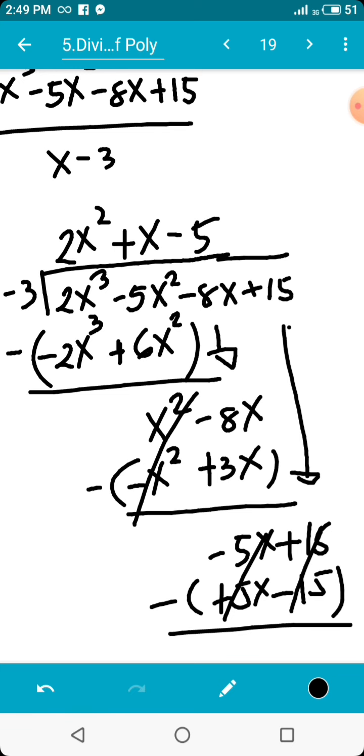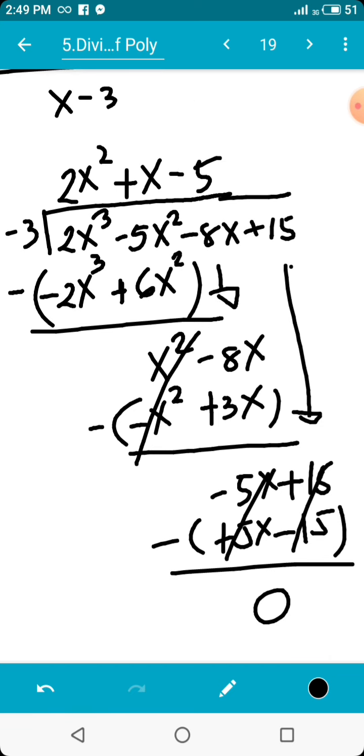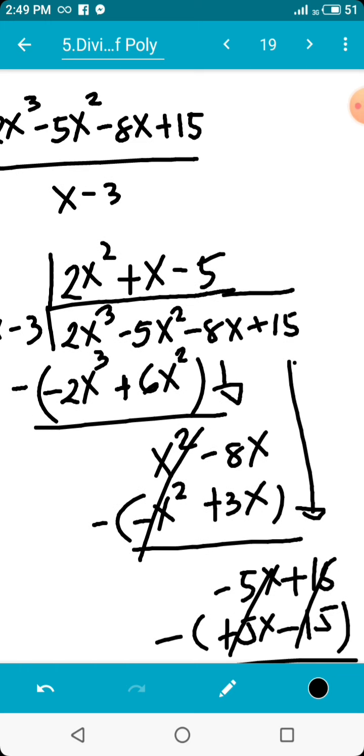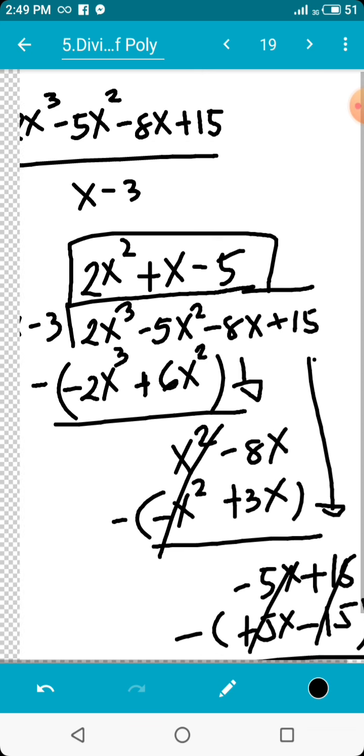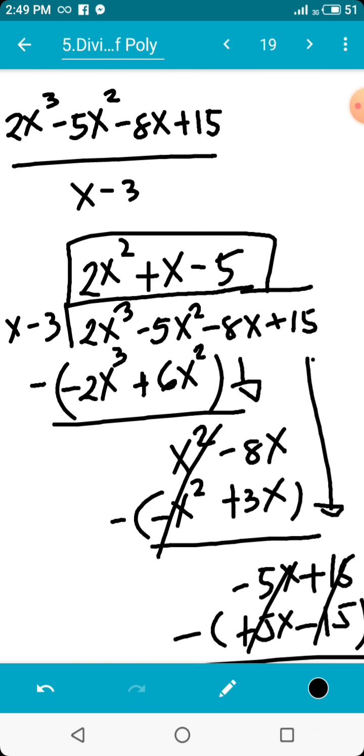Okay, so in here, ang naging sagot niya is 0 or remainder. So, ibig sabihin, ito yung kanyang quotient. So, pag walang remainder ang inyong quotient, ibig sabihin, yung 2x squared plus x minus 5 ay factor nitong ating polynomial. Okay? So, ganito ang paggamit ng long division when we divide polynomials by binomial.